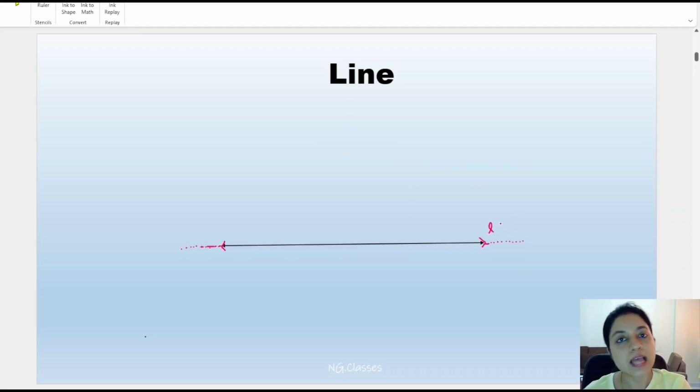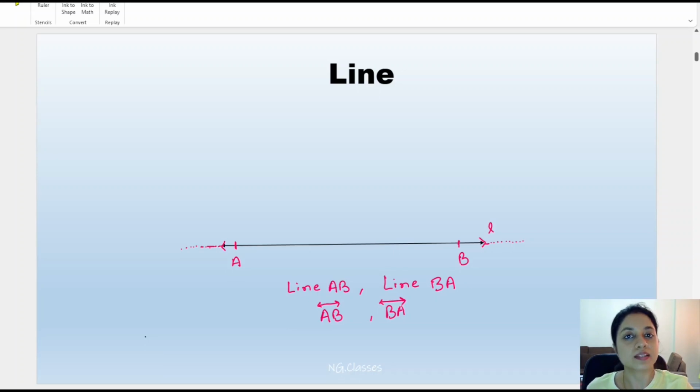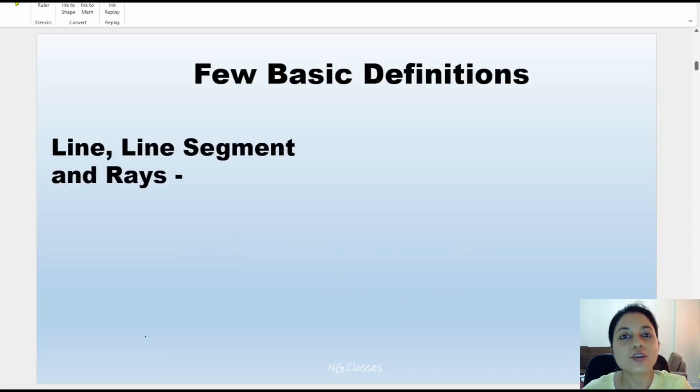We can represent it with any letter, or we can also say it's line AB. We can write it as line AB, or we can also say it's line BA. There is one more way to represent it, that is line AB. On the head of AB, we will draw the symbol of the line, like this, or BA, like this.